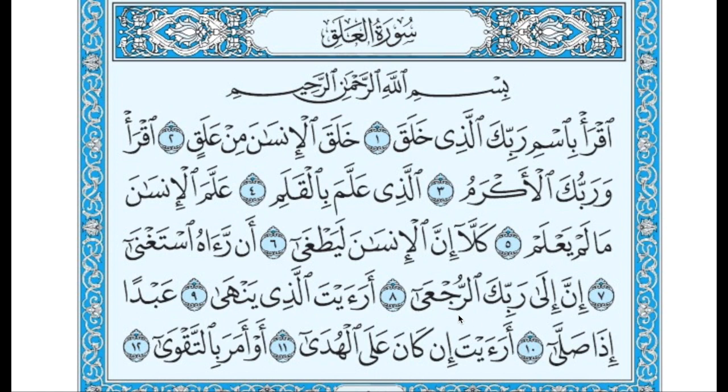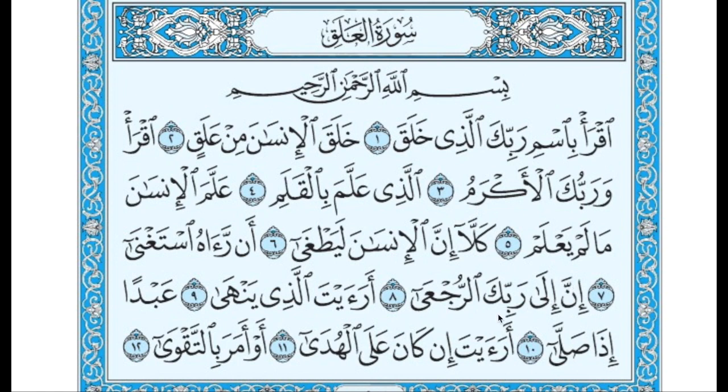Inna ila rabbika ruj'a. Verily, to your Lord is the return. Inna, verily, you should know this one. Ila, to, another very common word in the Quran, and rabbika. Here you have the shadda. Rabbika, shadda with a kasra. Rabbika, not rabbaka, not rabbuka, rabbika. And here it's with the fatha. Inna, not inni, not innu, inna. Ila rabbika ar-ruj'a.